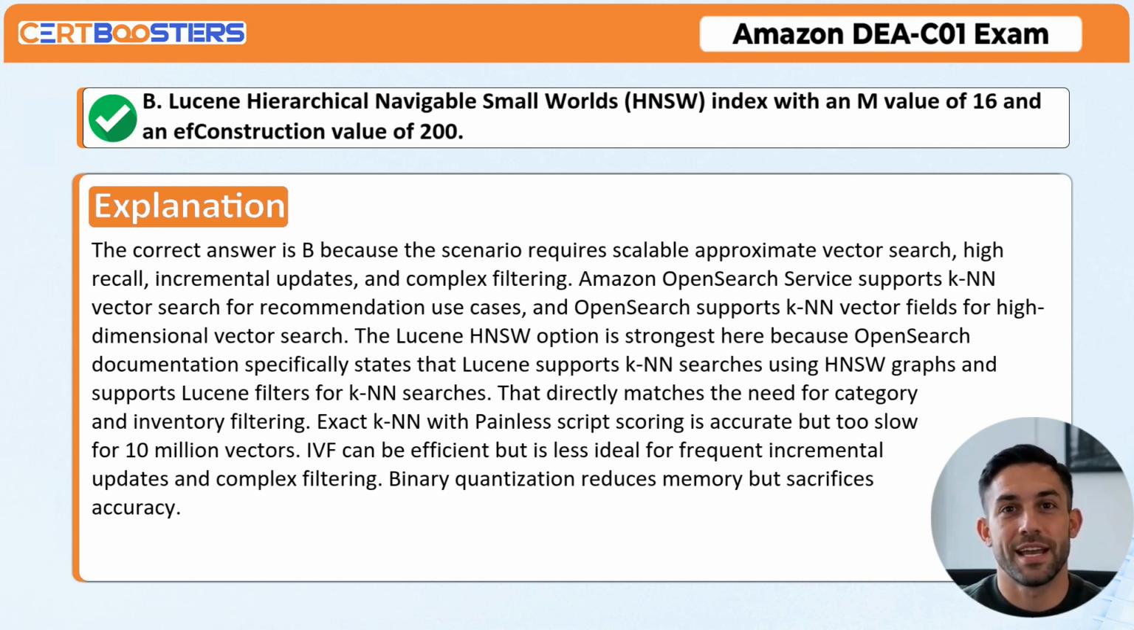The Lucene HNSW option is strongest here because OpenSearch documentation specifically states that Lucene supports k-NN searches using HNSW graphs and supports Lucene filters for k-NN searches. That directly matches the need for category and inventory filtering. Exact k-NN with Painless script scoring is accurate, but too slow for 10 million vectors. IVF can be efficient, but is less ideal for frequent incremental updates and complex filtering. Binary quantization reduces memory, but sacrifices accuracy.